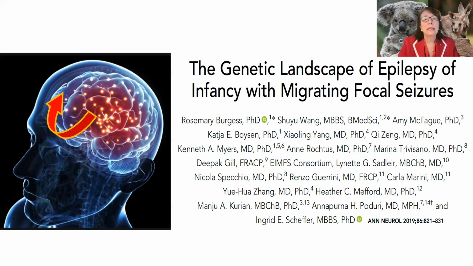The first one is a very severe syndrome called epilepsy of infancy with migrating focal seizures. And we did this large study, which was, as you can see, many international collaborators, where we looked at 135 children with this very rare syndrome. The hallmark of this syndrome is in this picture, where seizures migrate from one half of the brain to the other half of the brain.